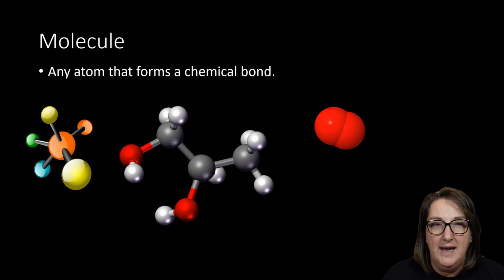So a molecule is going to be any atoms that form a chemical bond. They can be different atoms bonded together. So here I have different atoms bonded. Here I have two that are the same, that are bonded together. But if there is a change of valence electrons, a change in charge that's bringing them together, that can create a molecule.